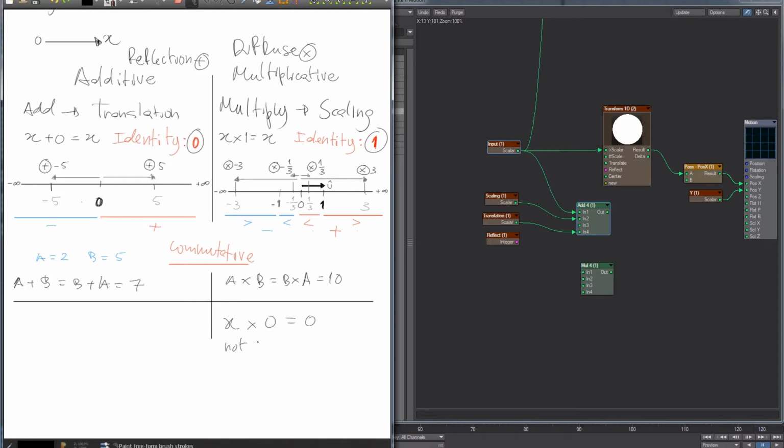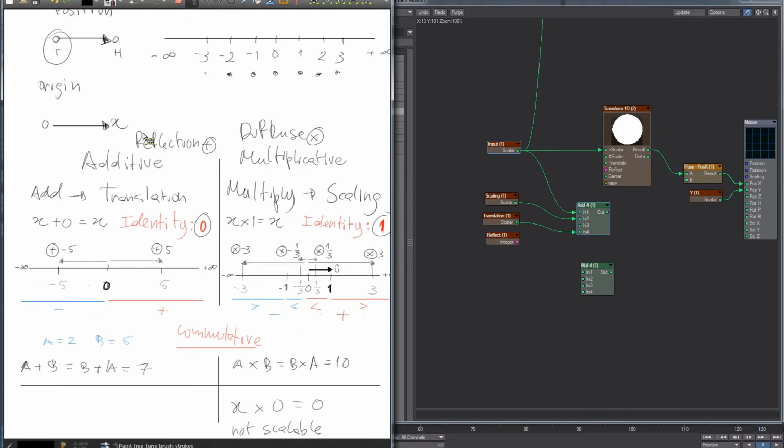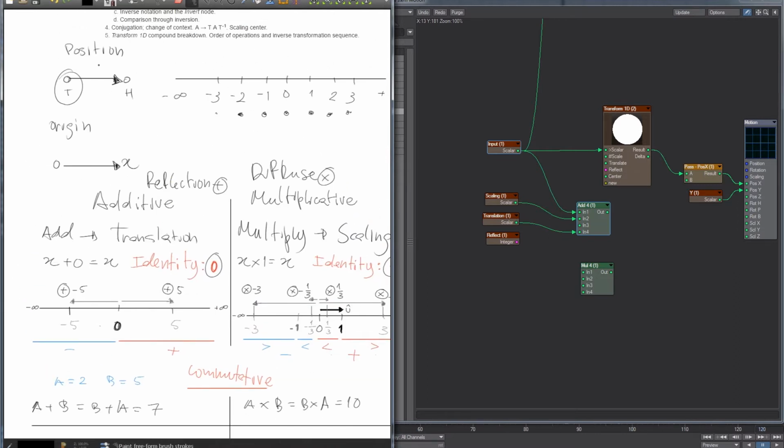So if I'm talking here of geometric transformations, and I'm talking of multiplication as scaling, this means that 0 is not scalable, regardless of what I throw in here, it's always going to be 0. And we can look at this problem if we looked at the position vector. So I said that it had 2 points, the tail and the head, and the tail was bound to the origin. So it's always 0.